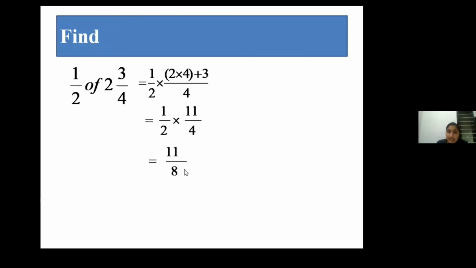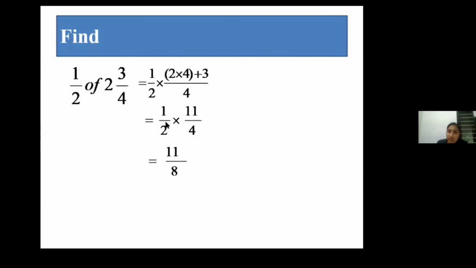The answer is 11 by 8. Okay. Here the question is 1 by 2 of 2 3 by 4. "Of" means multiplication, so we can rewrite the "of" as multiplication. That is 1 by 2 into (2 into 4 plus 3) by 4. Rewrite the number 1 by 2. Then 2 into 4 is 8. 8 plus 3 is 11. So the answer is 11 by 4.